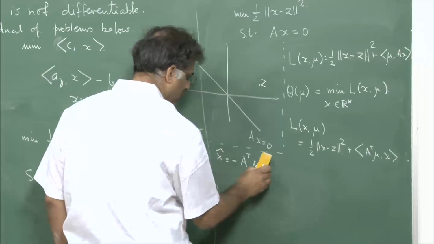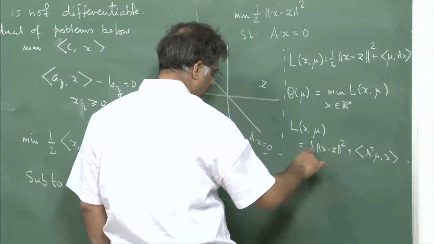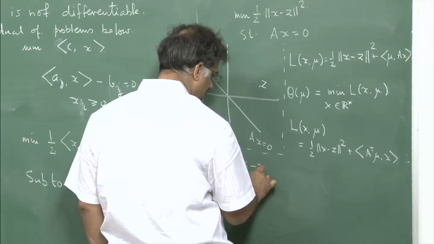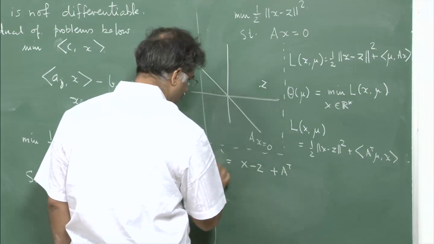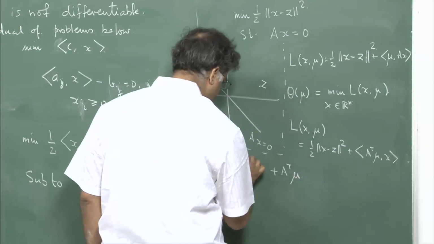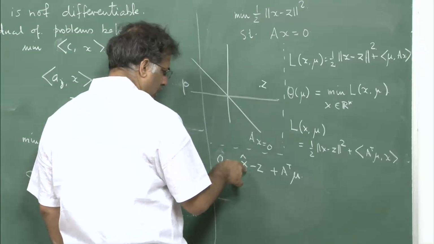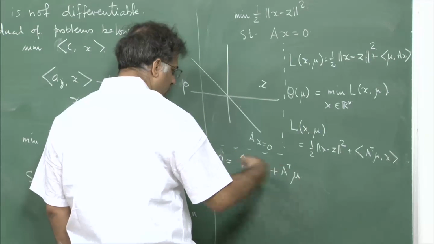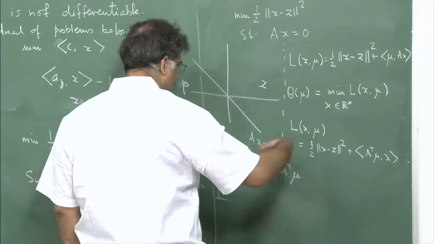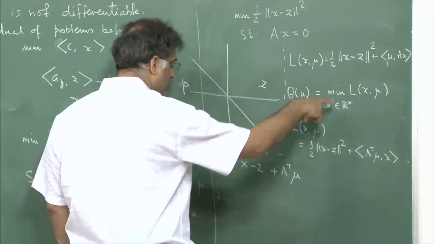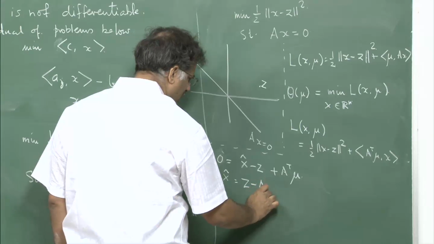Not really, sorry, I am making a mistake. It should be, if I differentiate, then it will become x minus z plus A transpose mu equal to 0. So, this is x hat. If I differentiate it, this is the derivative, I am equating it to 0, and the x for which this derivative would be equal to 0 is the x hat. That x hat is the minimizer of this problem basically. Which means x hat can be written as z minus A transpose mu.